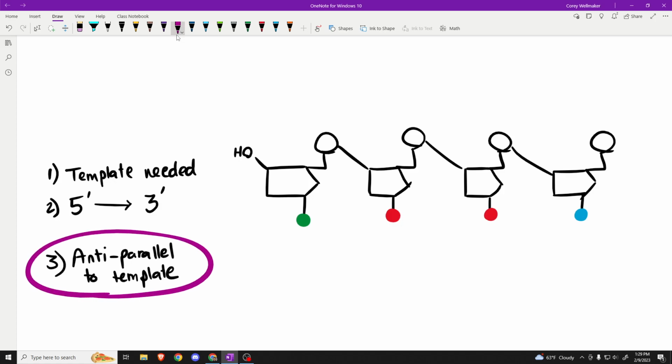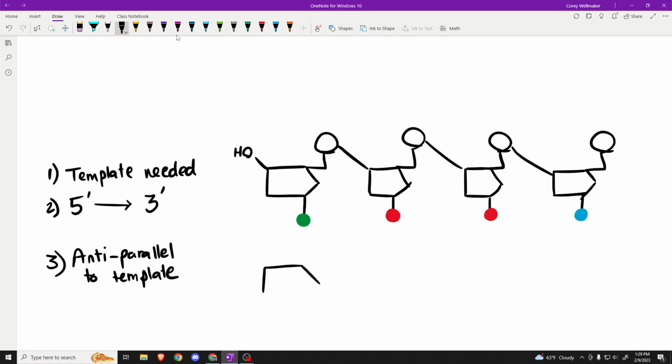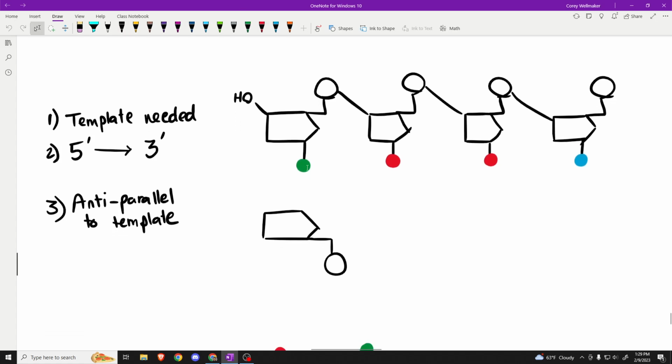And rule number three is you need to synthesize your nucleic acid strand so that it is anti-parallel to the template strand. And so what I mean by that is I could lay down another nucleotide across from my template strand this way or this way. And one way would be correct and the other way would be incorrect. Do you know which way would be correct?